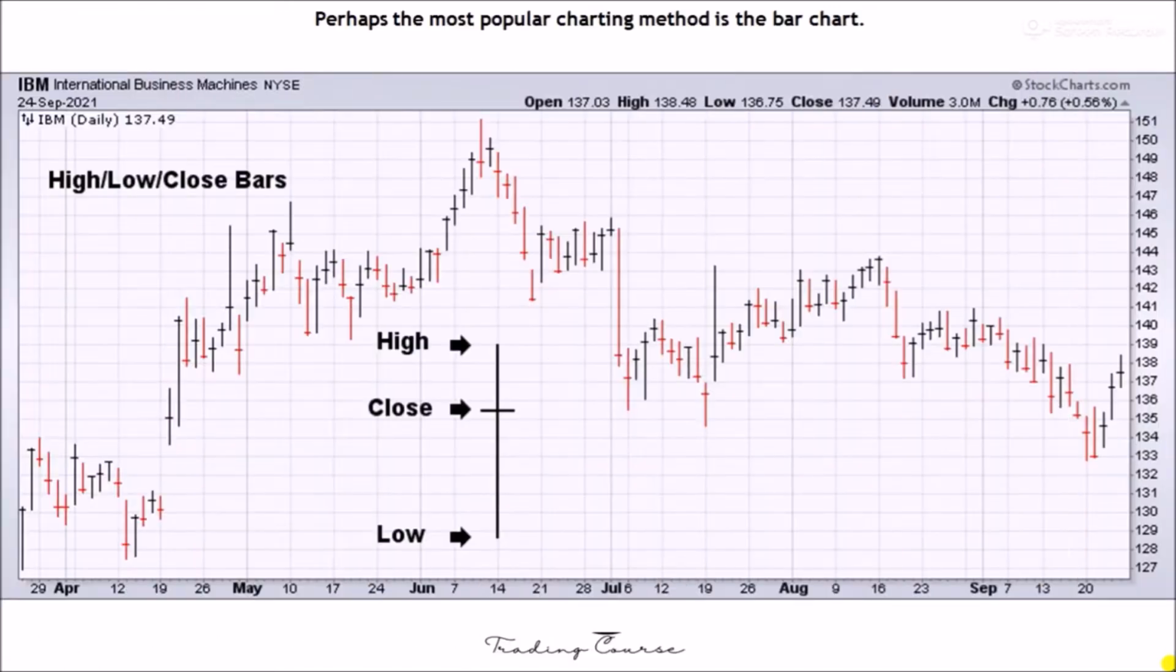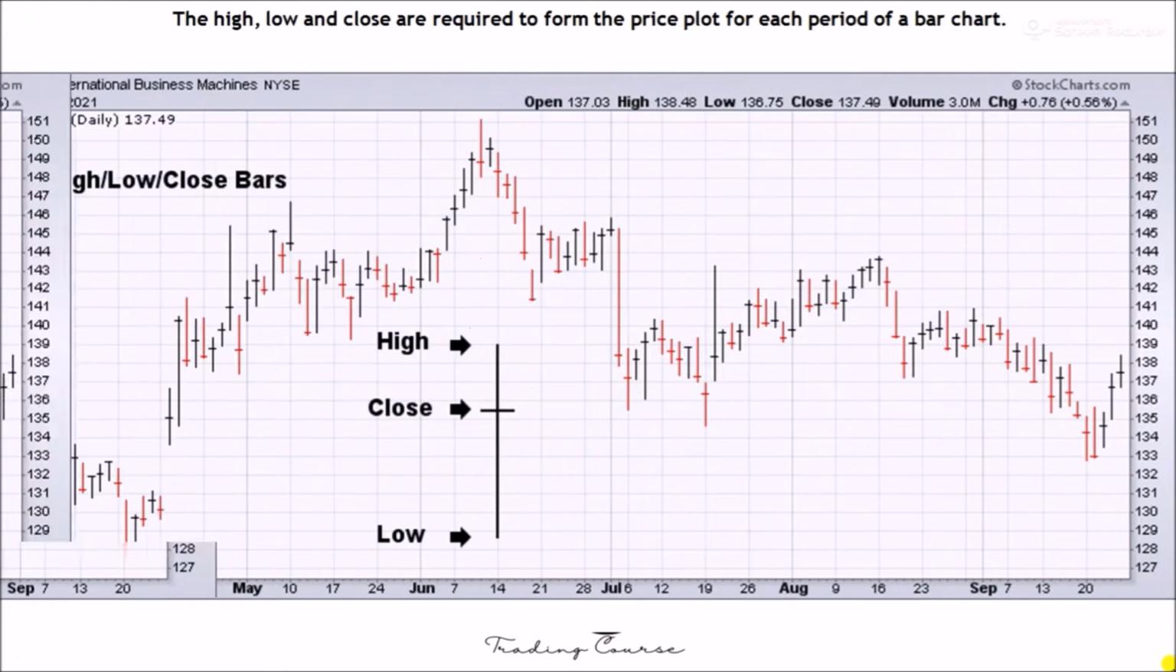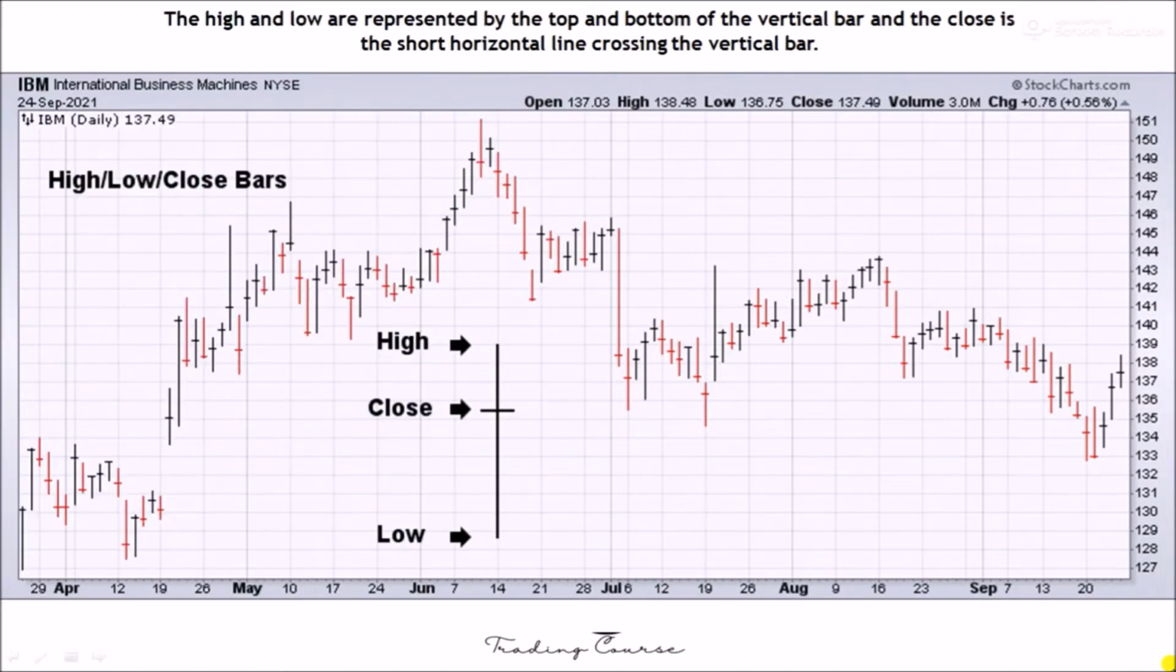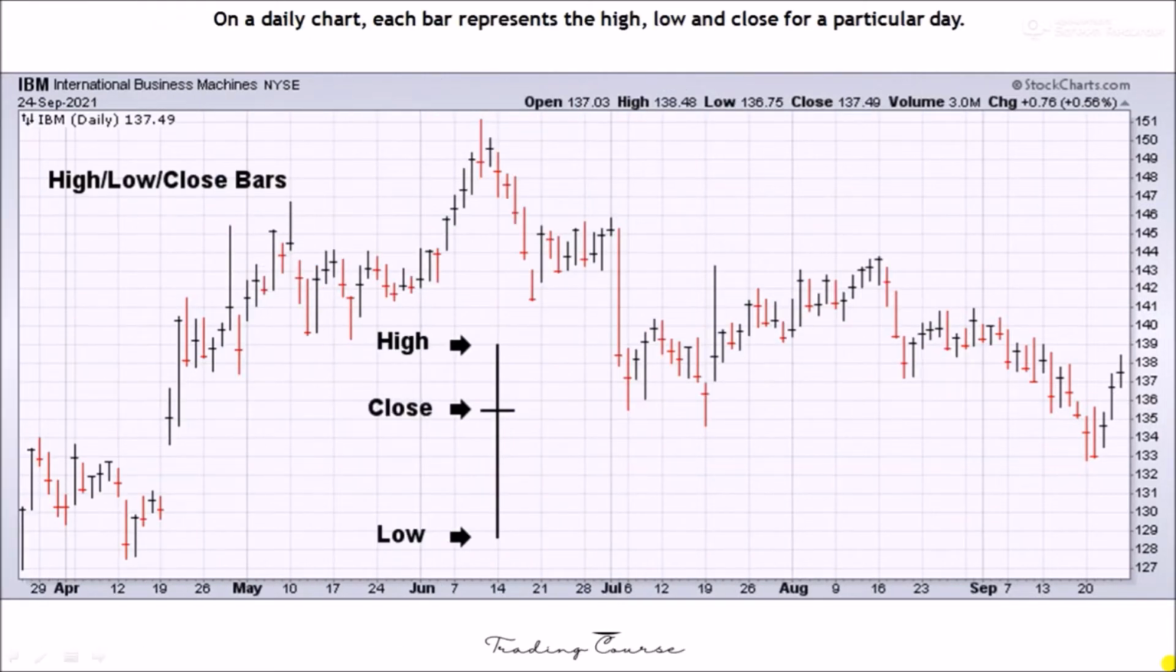Bar chart. Perhaps the most popular charting method is the bar chart. The high, low and close are required to form the price plot for each period of a bar chart. The high and low are represented by the top and bottom of the vertical bar, and the close is the short horizontal line crossing the vertical bar. On a daily chart, each bar represents the high, low and close for a particular day.